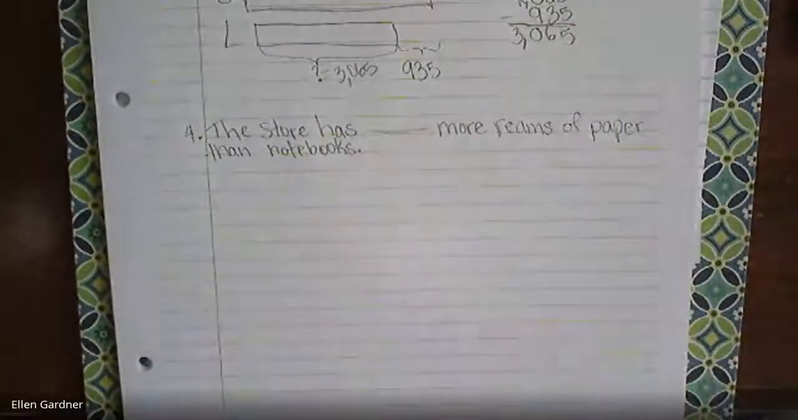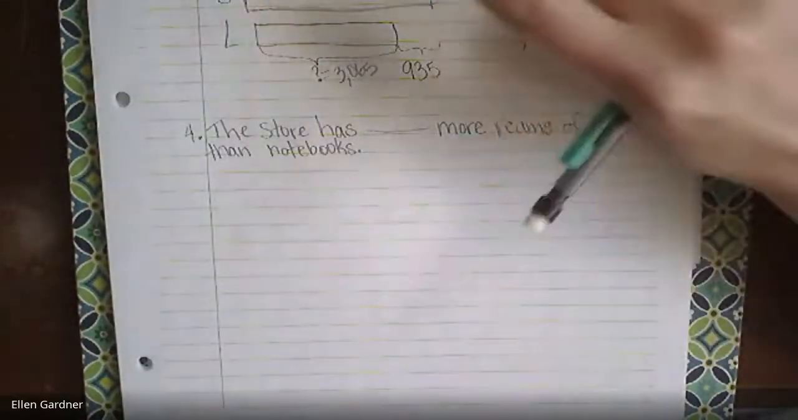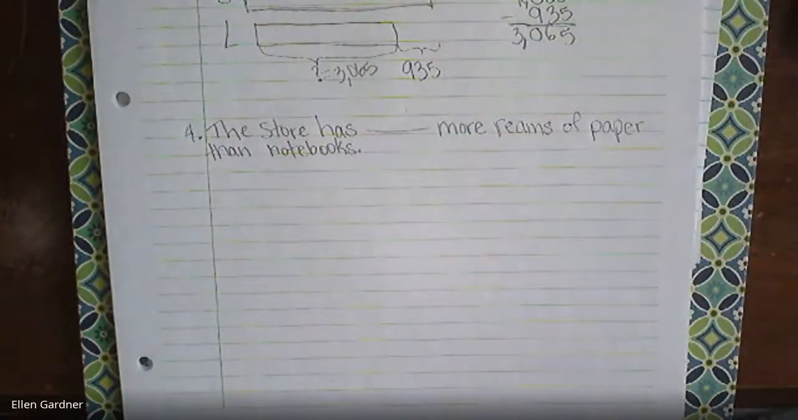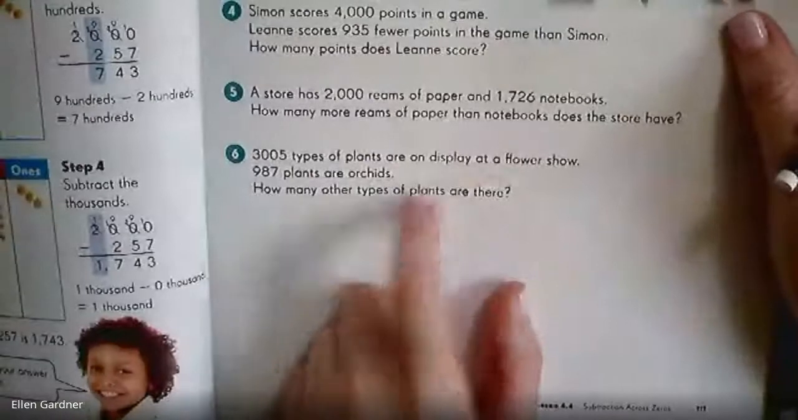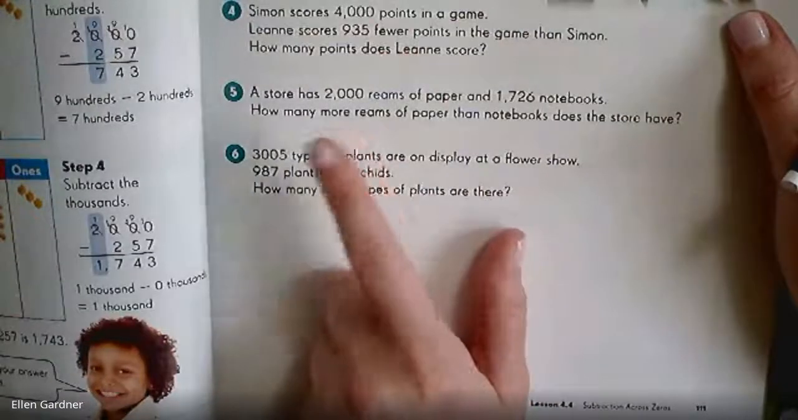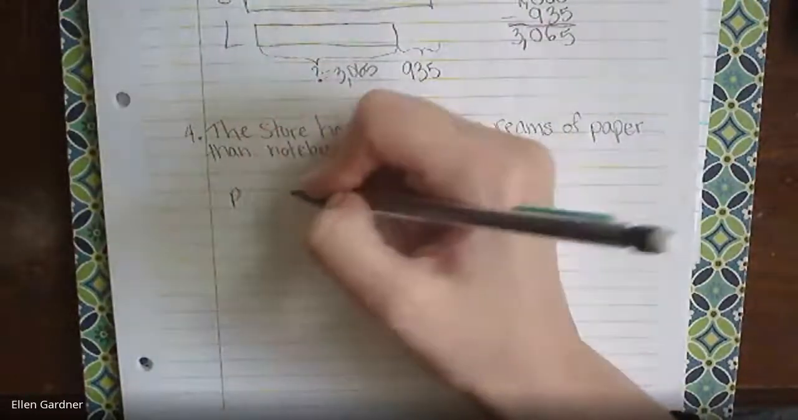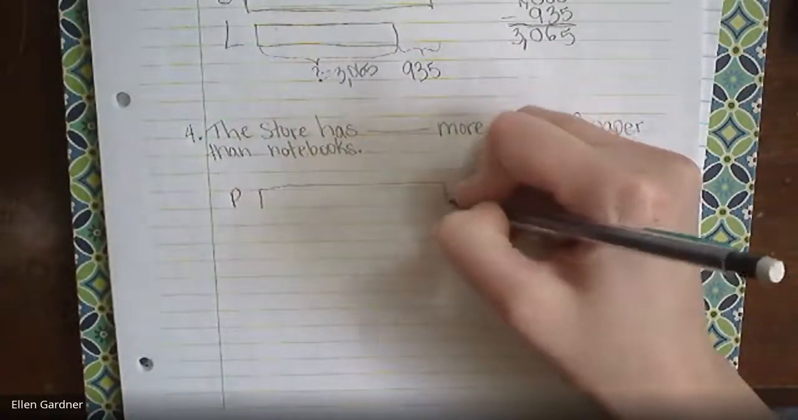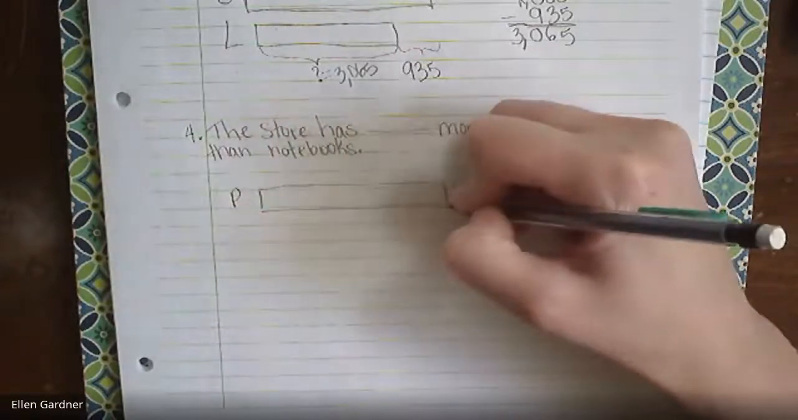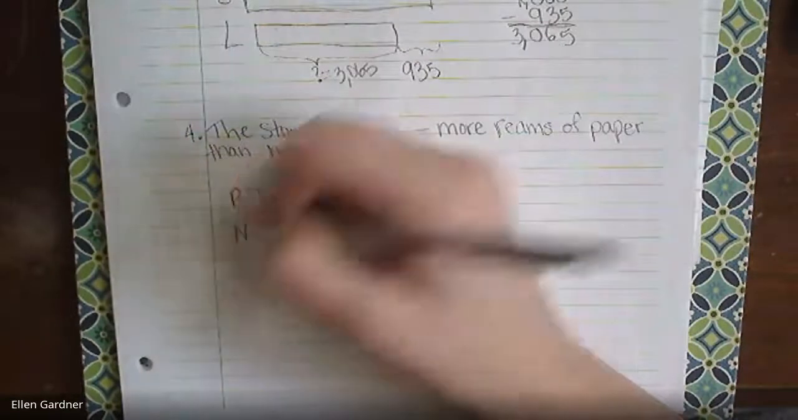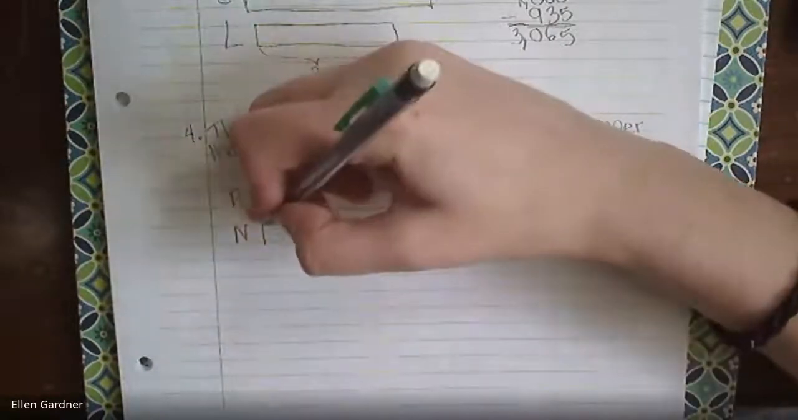What are the two things that we're comparing? Reams of paper and notebooks. So which one is going to be the larger bar model? Was there more paper or more notebooks? More paper. So let's put a P for paper with a rectangle. Very similar to what we just did up there. And an N for notebooks.